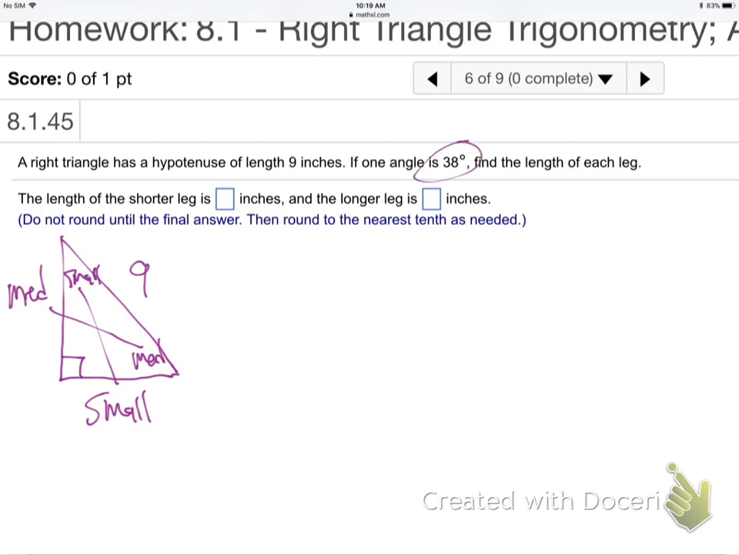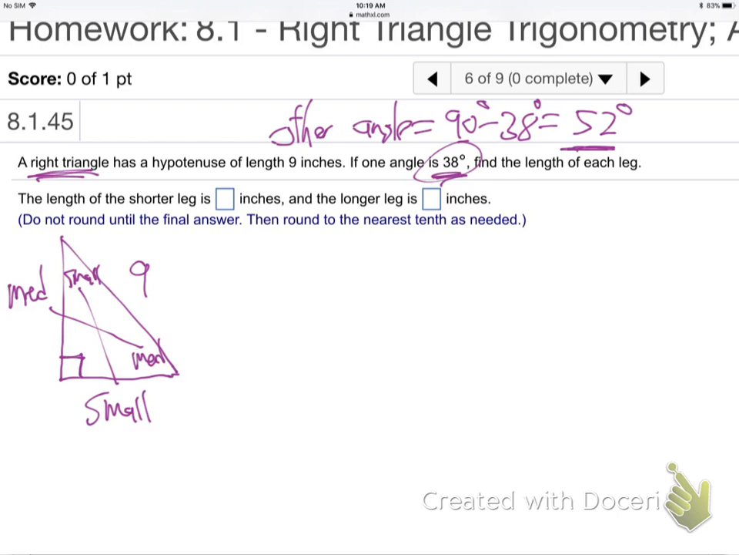And if one angle is 38, it's a right triangle, so you've got 90. One angle is 38. What's the other angle? Whatever 90 minus 38 is, which is 52. The other angle's 52, isn't it? So which one's the medium angle? That's the 52. And the smallest angle is the 38.